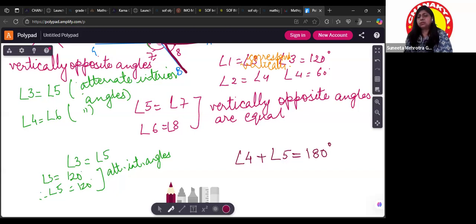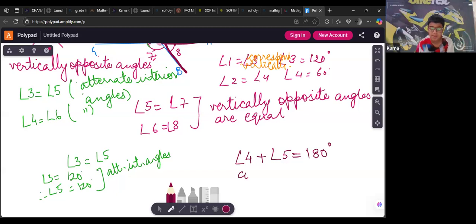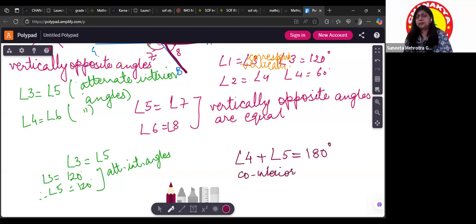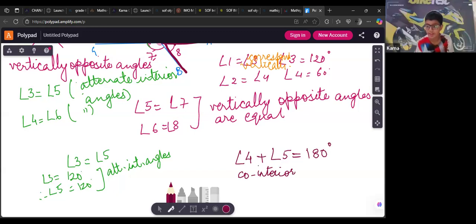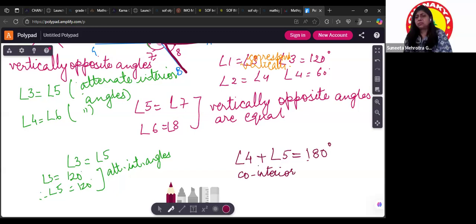These are two co-interior angles. This is said to be angle 4 plus angle 5, the co-interior angles, whose sum is 180 degrees. Co-interior angles are supplementary. If the sum of two angles is 180 degrees, it is said to be supplementary.